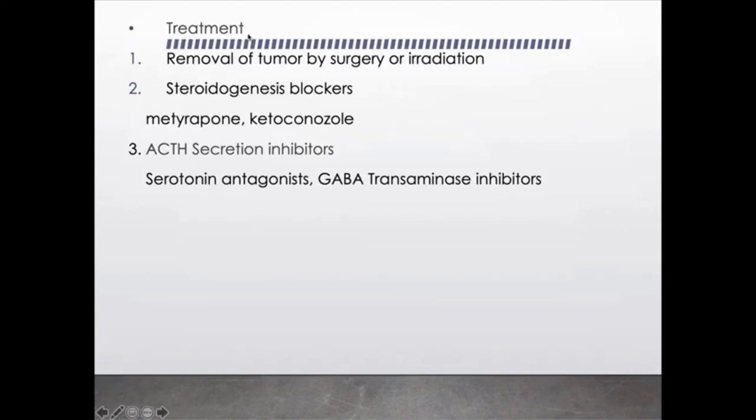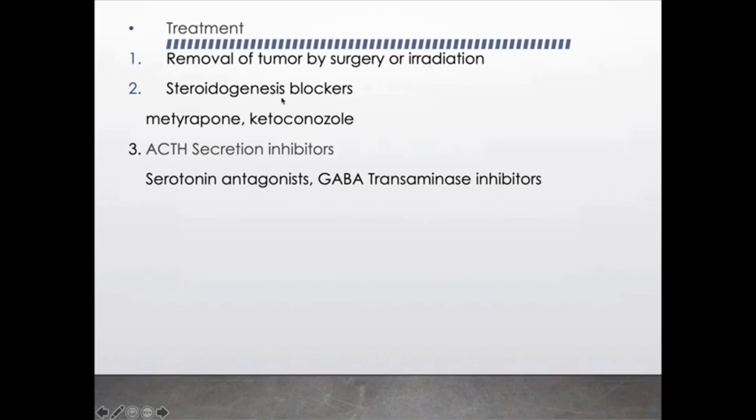What can be the treatment? Obviously, first is the removal of the cause. Whatever the cause, whether the patient is getting too much exogenous glucocorticoids, or there is a tumor, which can be of the hypothalamus, anterior pituitary or adrenal cortex. So first is the removal of the cause by surgery or by radiation, whichever way.